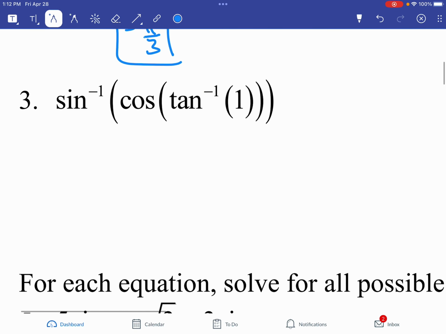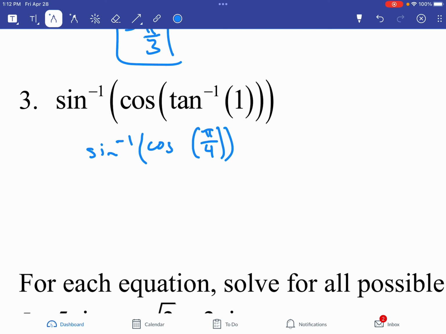Number 3, the inverse tangent of 1. The inverse tangent only uses the right side of the unit circle. We're going to see tangent at 1 where it is pi over 4, where you have root 2 over 2 divided by root 2 over 2.